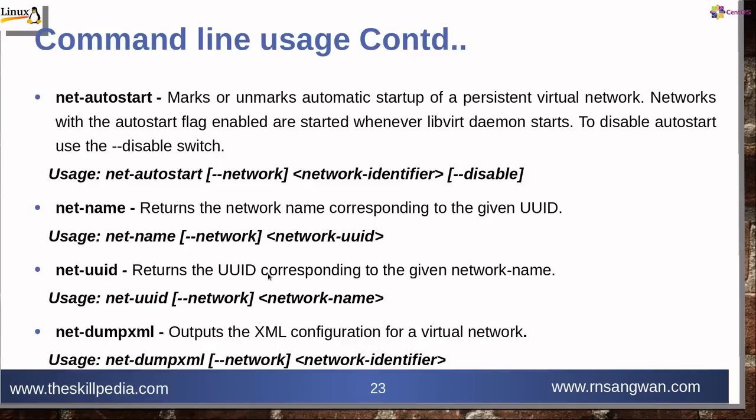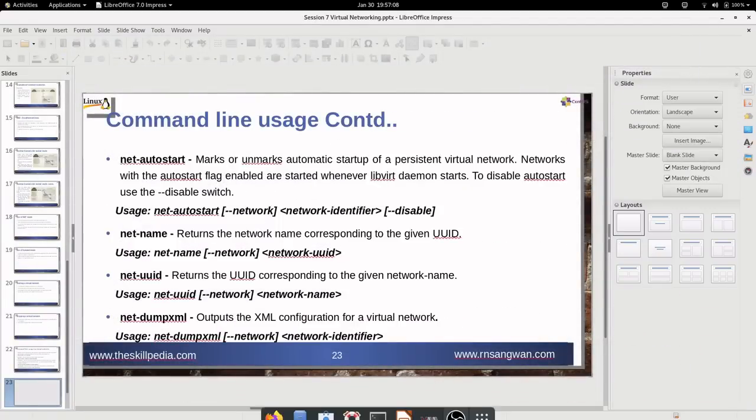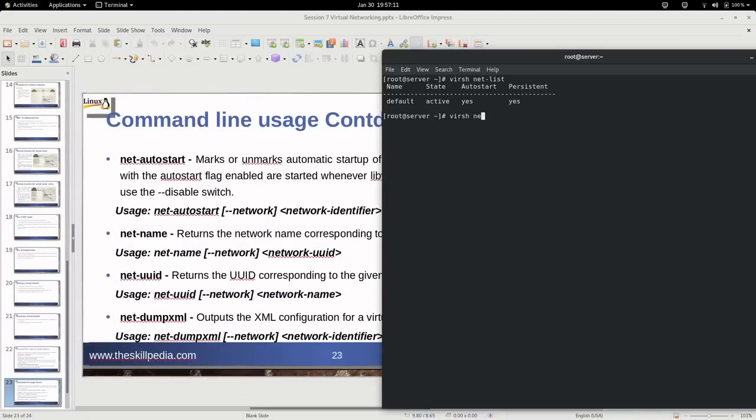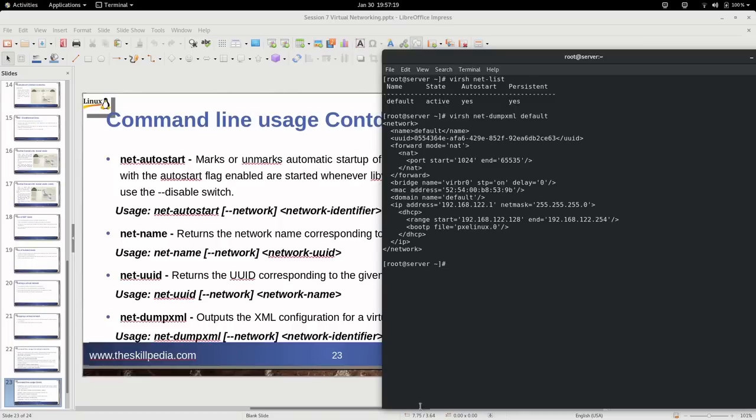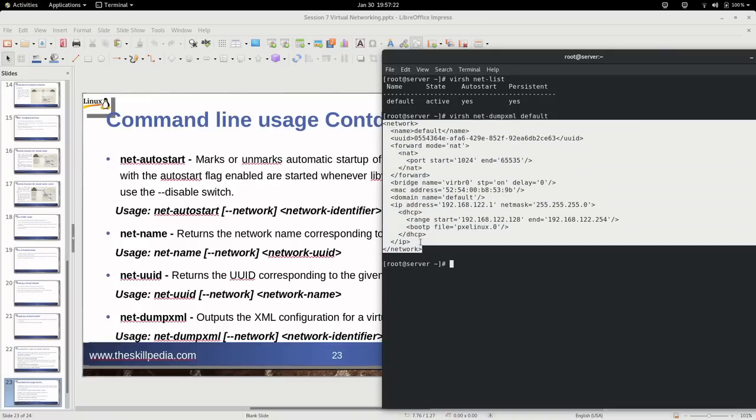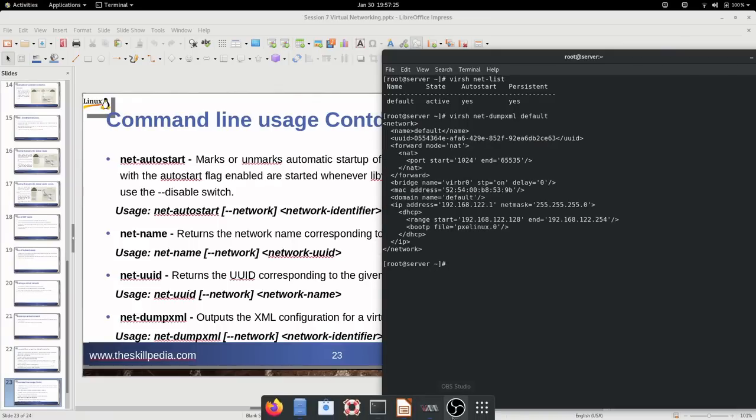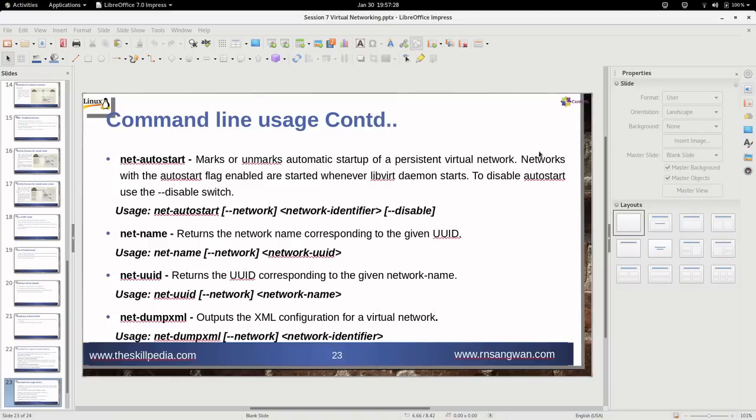Net-uuid will return the UUID corresponding to the given network name. Quite self-explanatory commands. Virsh net-uuid. Net-dumpxml, this is what I want to see. Dumpxml will output the XML configuration of a virtual network. Let's use virsh net-dumpxml. Virsh net-dumpxml default. This will show my default XML file which is configured for this network.